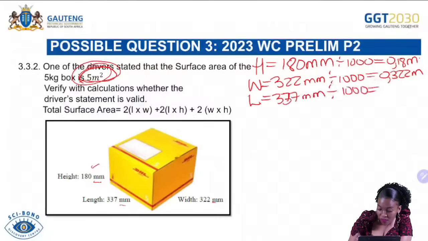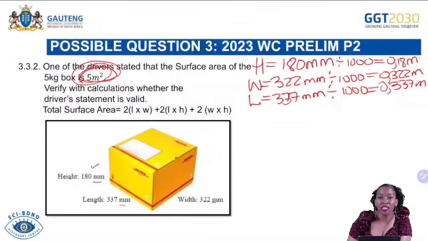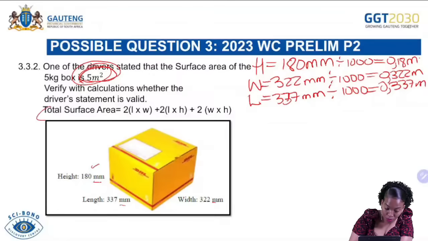And then when you do the conversions, you must always show on your answer sheet what you are doing. You don't do it privately. There's no privacy in Mathslit. It's 0.337 meters. So our dimensions are okay. It's in meters. Then we go to the formula.